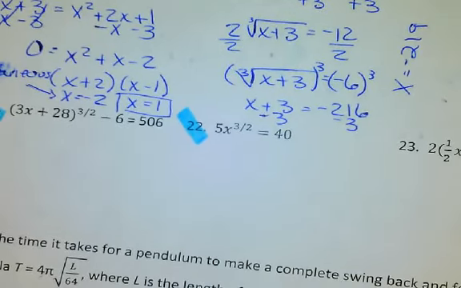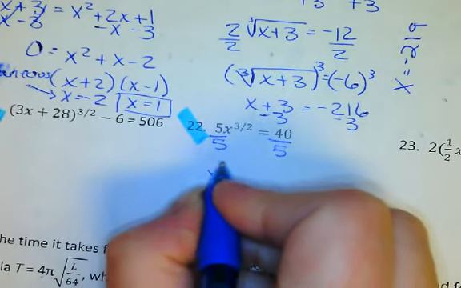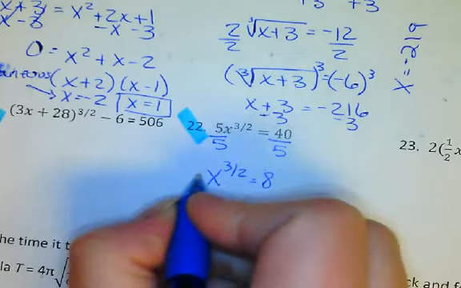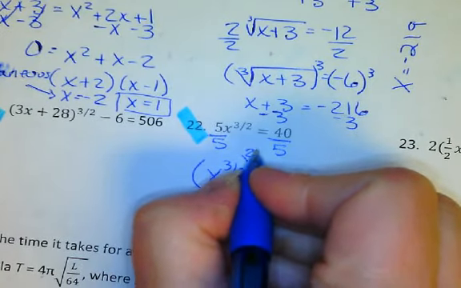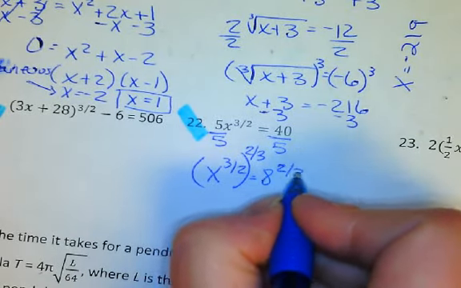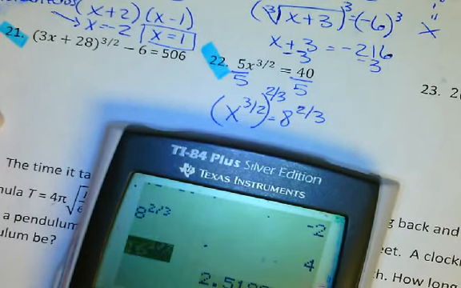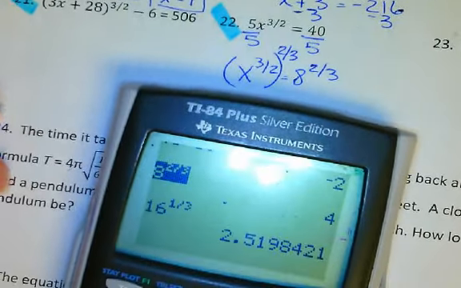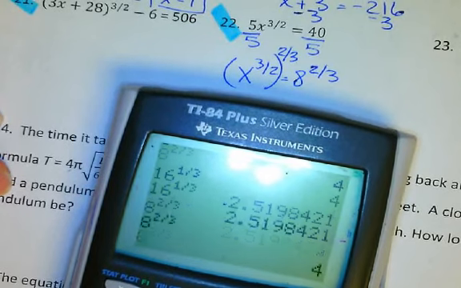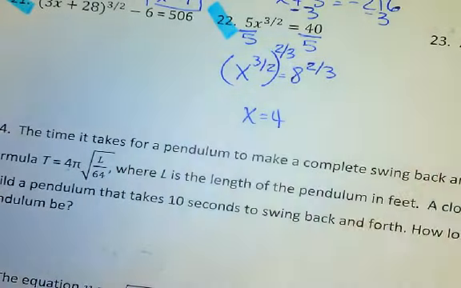Okay, down here, I am just going to divide by the 5. So I'm going to divide by 5, divide by 5. That gives me x to the power of 3 over 2 equals 8. And to get rid of the power of 3 over 2, I flip it and raise it to the power of 2/3. Well, if I raise one side to that power, I need to raise the other side to that power. And if I put that in my calculator, I get 4. So x equals 4. And again, you can check these answers too.